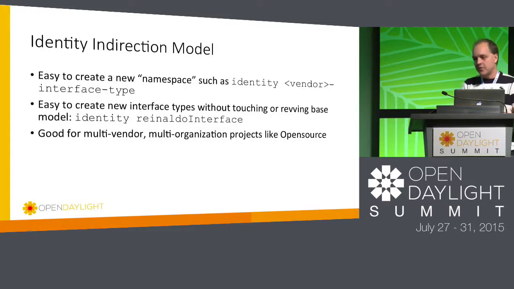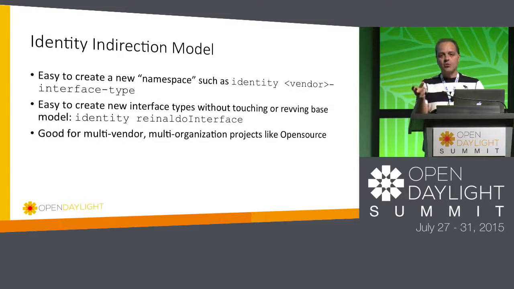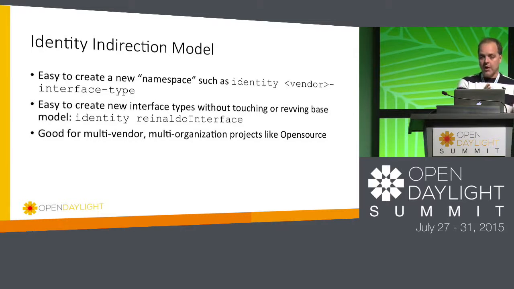In the service function chaining project, we have many vendors, and sometimes they want to add a new type of load balancer. Instead of just saying load balancer, they can say load balancer Brocade, which inherits from the Brocade identity, which inherits from the base interface type. They don't need to touch the base interface type or the derived interface type, or the derived load balancer, if you will, only the devices that they create.